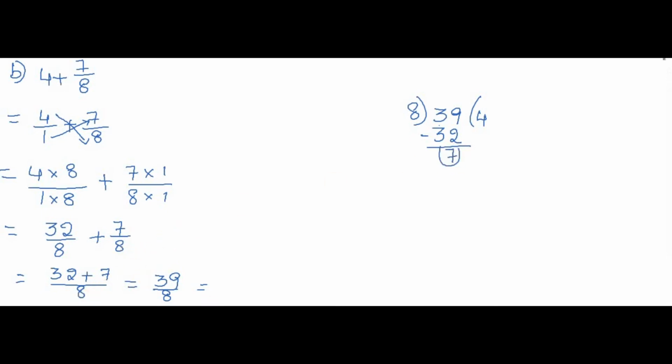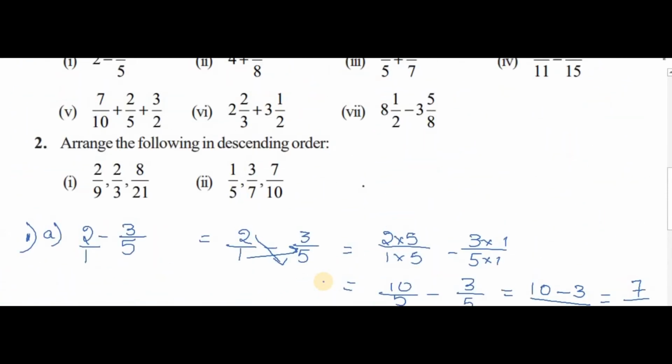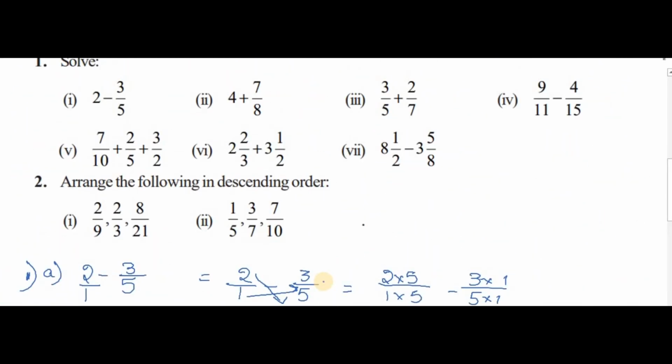So we already know the formula how to write the quotient, remainder by divisor. Quotient in this case is 4, and first I'll draw a middle line, and now my remainder is 7, divisor is 8. Okay, now we'll move on to the next one, that is 3 by 5 plus 2 by 7.